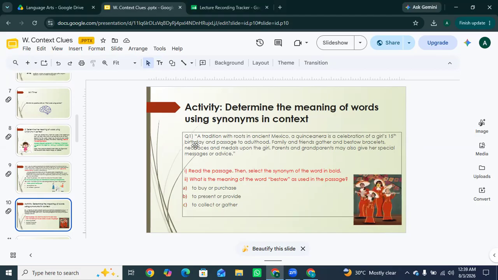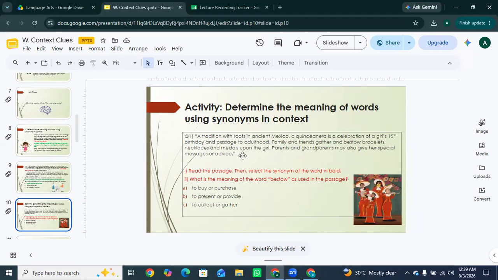A tradition with roots in ancient Mexico. A quinceañera is a celebration of a girl's 15th birthday and passage to adulthood. Family and friends gather and bestow bracelets, necklaces, and medals upon the girl. Her parents and grandparents may also give her a special message or advice. Read the passage, then select the synonym of the word in bold. What is the meaning of bestow as used in the passage?